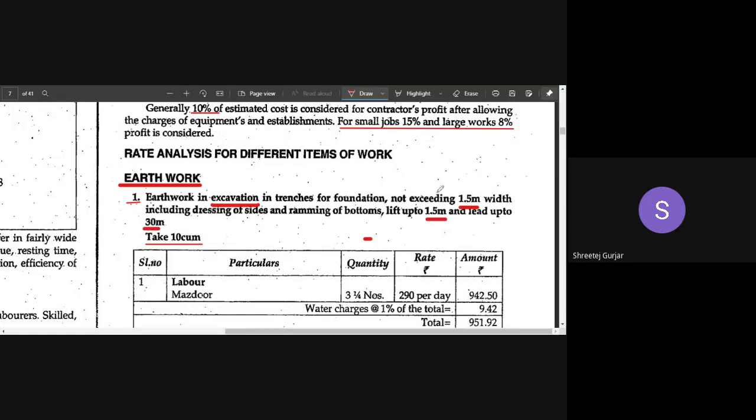Lift and lead I've explained to you. Lifting is the material that has to be lifted in height, and lead is the traveling that has to be done to store or to heap the material, to dump the material from the trench. So this is lift and this is lead. Then this is the specification that they have given.